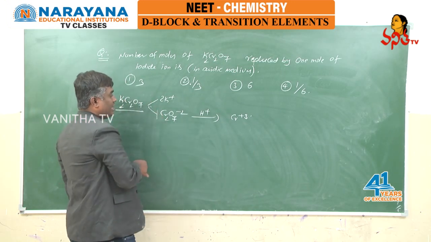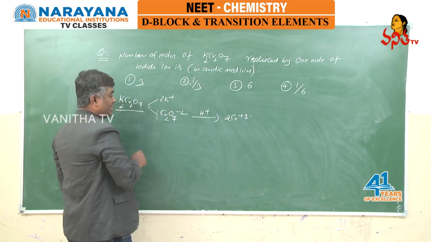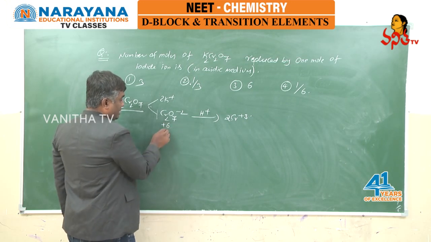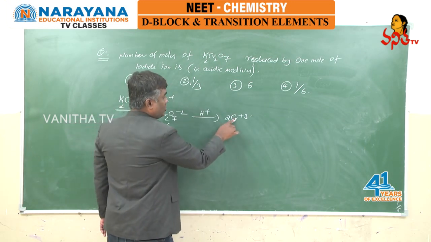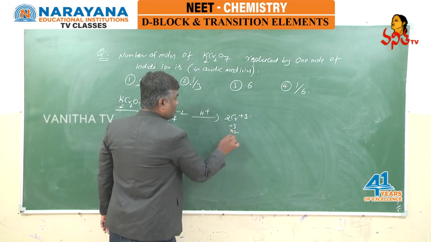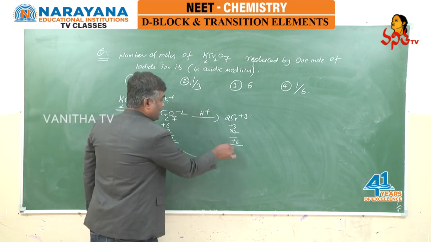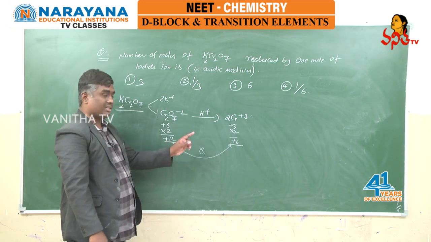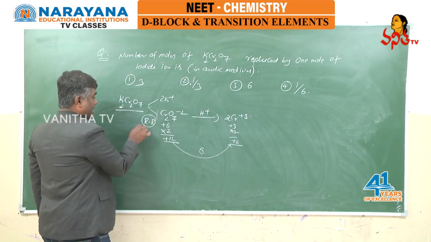As 1 mole of dichromate ion contains 2 moles of chromium, I should balance chromium first, and in dichromate ion each chromium is exhibiting +6 oxidation state. Such 2 chromiums are present, so it is +12, and here each chromium is exhibiting +3. Such 2 chromiums are present, so +3 into 2, that is +6. Again here +12 is becoming +6, so change in the oxidation number is 6, and here 12 is becoming 6, means oxidation number is decreasing, so this is a reduction reaction.